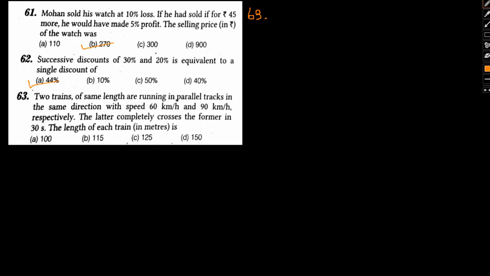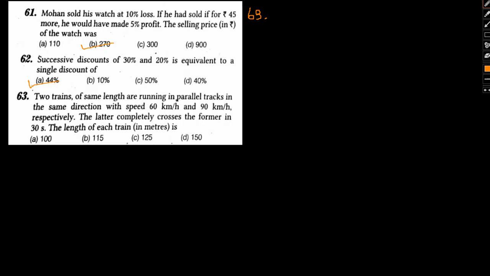Two trains of the same length are running on parallel tracks in the same direction with speeds of 60 km per hour and 90 km per hour respectively. The latter completely crosses the former in 20 seconds. Then what we need to find is the length of each train. So they are the same lengths.